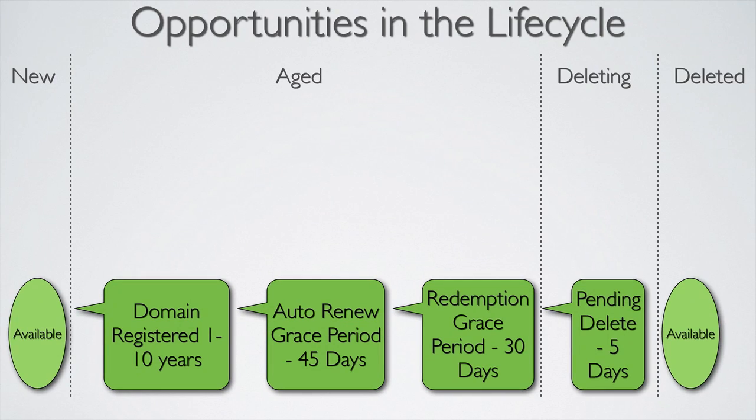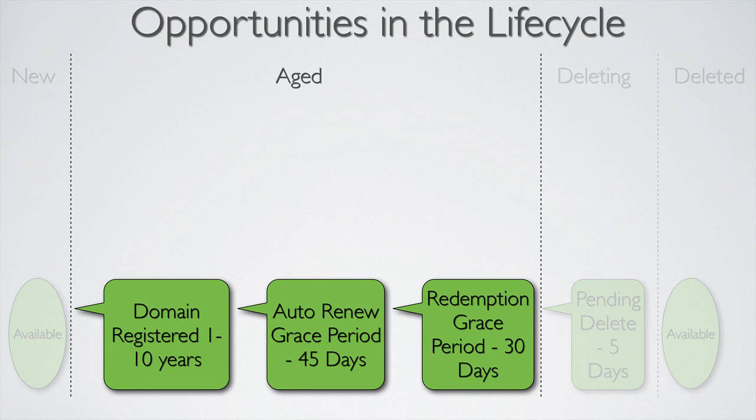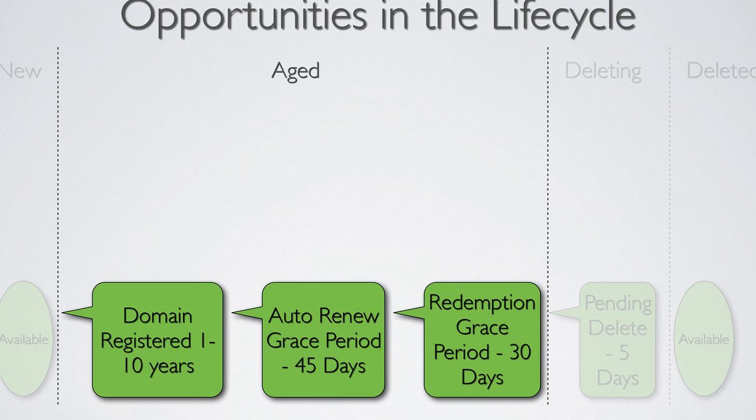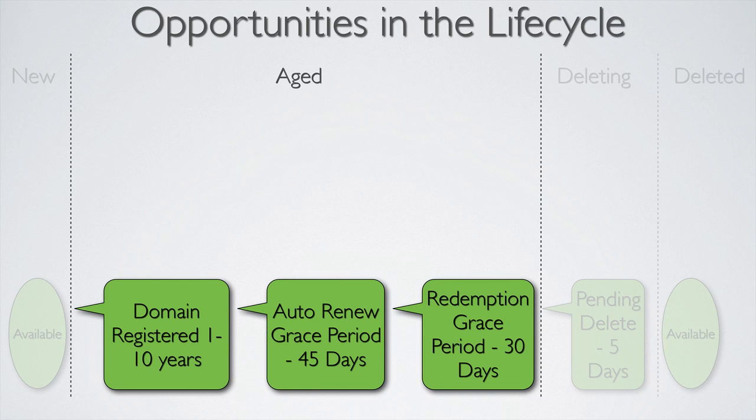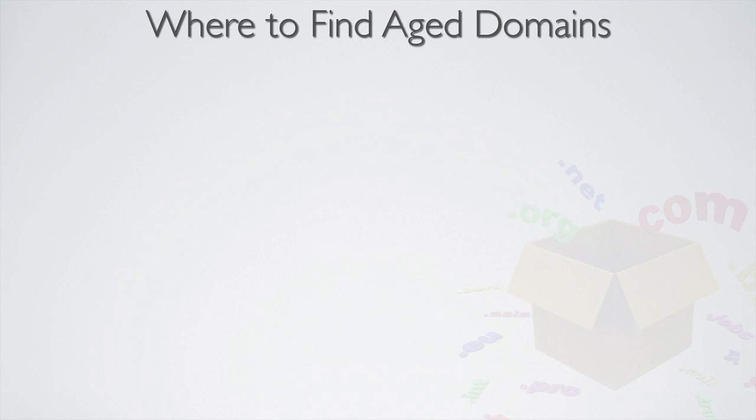So as we're looking at aged domains, we'll look at the aged section of the life cycle. And although some deleting domains, when they delete, actually keep their age, there is a reason for that. It's with certain registrars. I will cover that in another video. So where do we find registered aged domains?